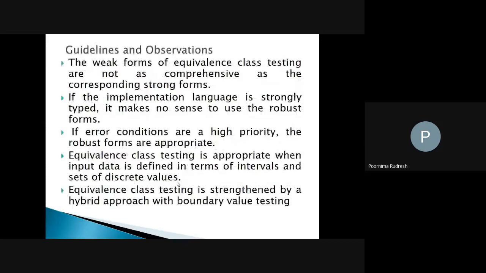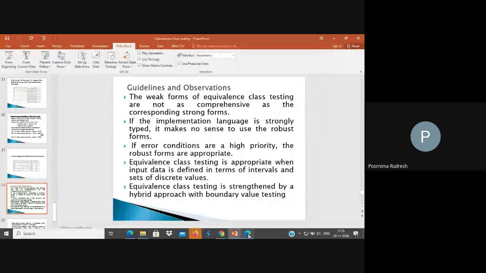So equivalence class testing is completed. Okay. So in the next class, I'm going to start a new chapter. That is, in the next class, I'm going to start the seventh chapter, that is path testing. Okay. So that chapter is also included in the second module. So far I have completed 3 chapters from the second module, and the fourth chapter I'm going to start in the next class.